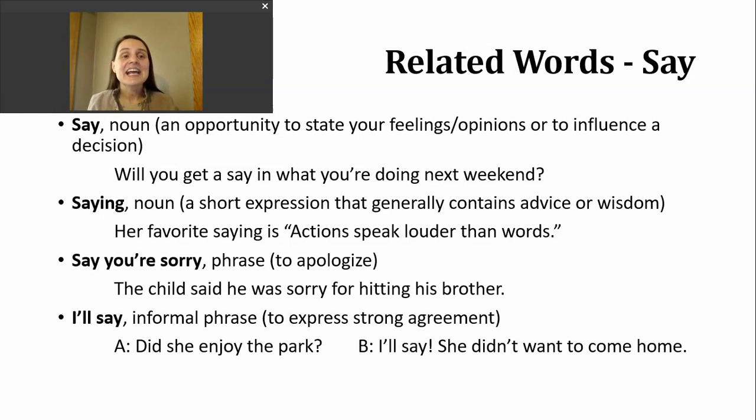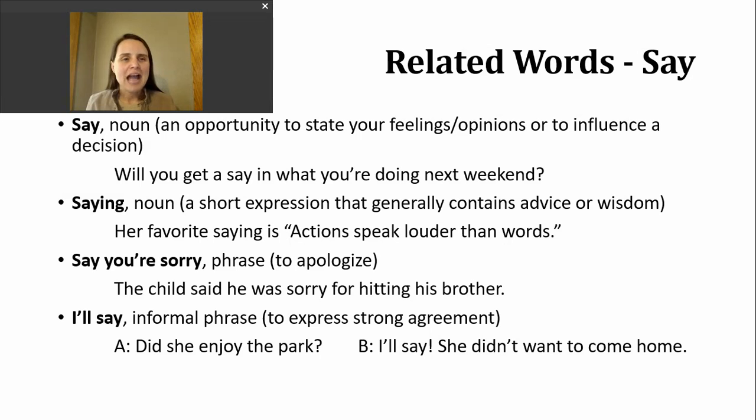Next, let's take a look at some words that are connected to our verb say. And the first thing we're going to look at is a noun that is pronounced the exact same way. And as a noun, say means an opportunity to state your feelings or opinions or to influence a particular decision.